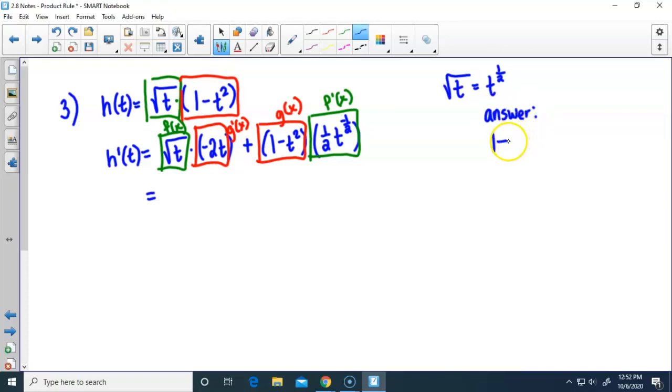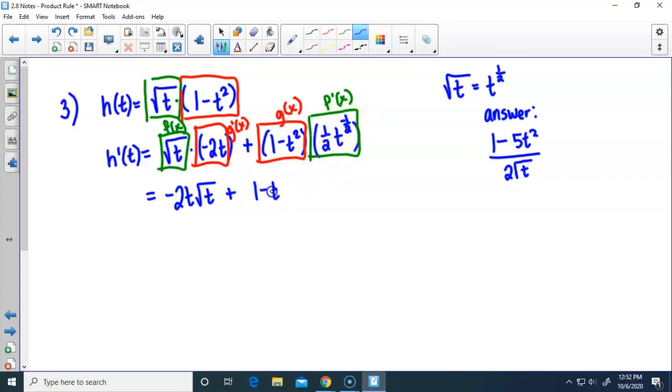as 1 minus 5t squared over 2 square root of t. So let's look at what they've done there. So let's just clean this up a little bit. We've got negative 2t square root of t plus, here I can move this, since I have a negative exponent, I can move it back down to the denominator.